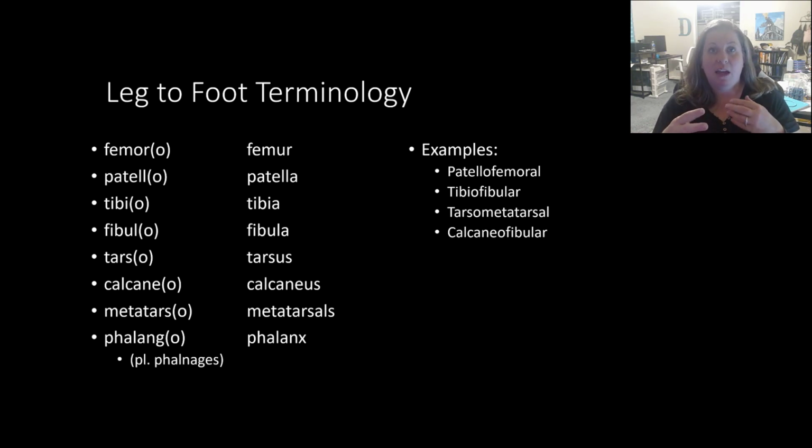Tarso-metatarsal is going to be where the tarsal bones come in contact with the metatarsals, that particular area. And the calcaneofibular area is actually the outside part of your ankle. It's where the fibula comes in contact with your calcaneus or your heel bone. So these are what we're talking about from leg to foot.